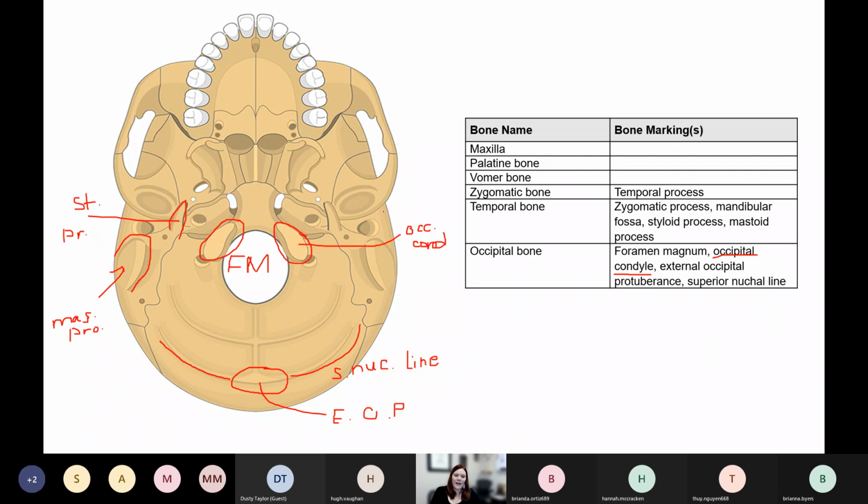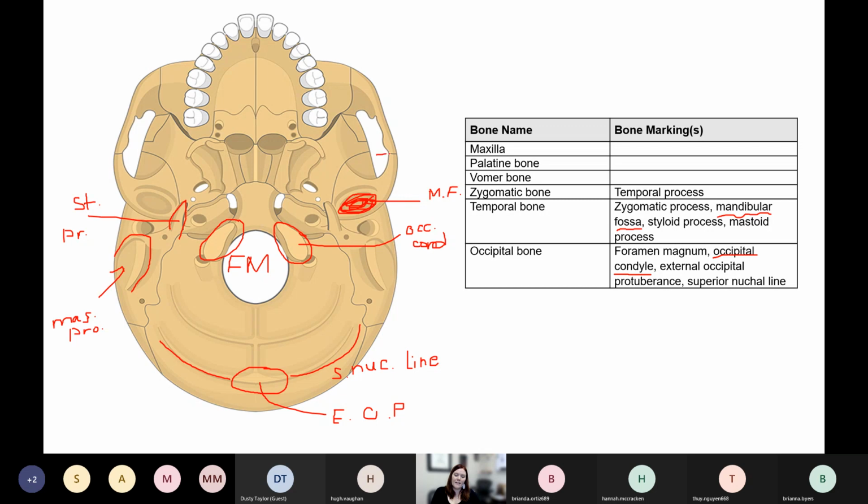We also have an indentation right here. This is an indentation, and this indentation is called the mandibular fossa. So mandibular fossa. It's an indentation for the mandible to rest inside the temporal bone, allowing you to move your jaw, allowing you to talk. So it rotates back and forth in the mandibular fossa.